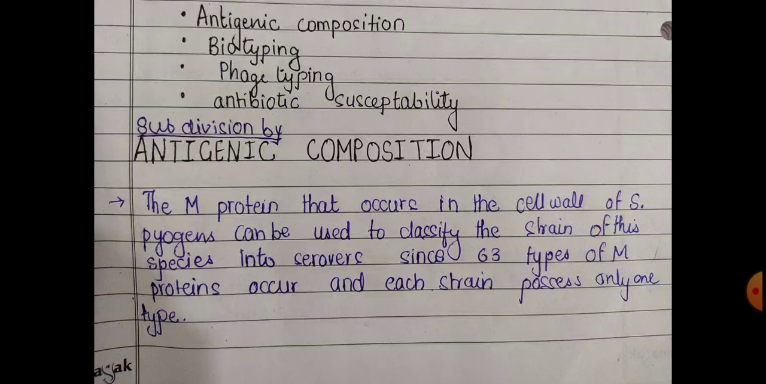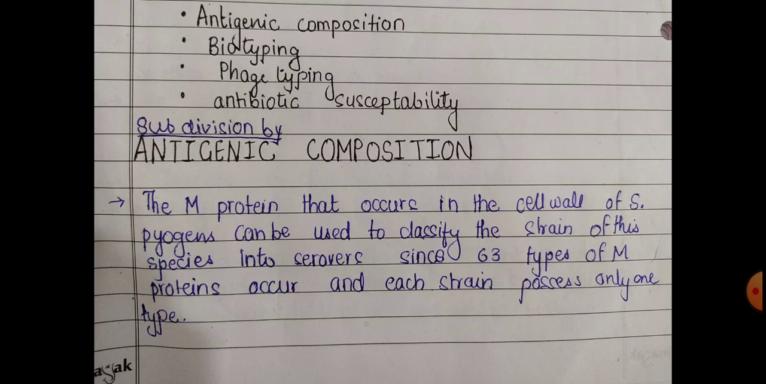So, there are four criteria. First is antigenic composition, another one is biotyping, another one is phage typing, and another one is antibiotic susceptibility. So, let's just discuss the subdivision by antigenic composition. There are a few examples.